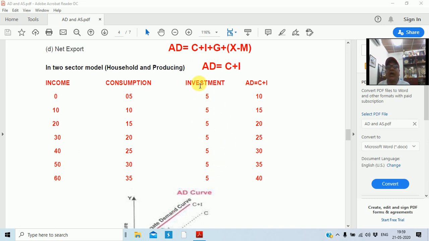Autonomous investment. And now C plus I is equal to aggregate demand. 5 plus 5, 10. 10 plus 5, 15. 15 plus 5, 20. 20 plus 5, 25. 25 plus 5, 30. 30 plus 5, 35. And 35 plus 5, 40. This is how we make the aggregate demand schedule.